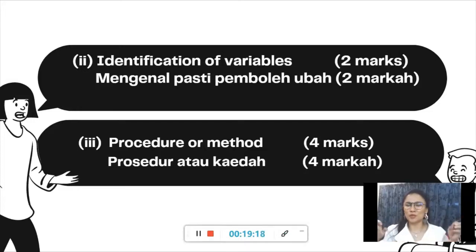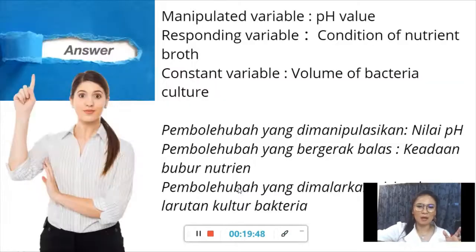Since you know already what is the responding variable and the manipulated variable through the statement from the question given itself. Okay, then the part 3 will be regarding the procedure. The procedure or the methods consists of 4 marks. The procedure ataupun kaedah. Okay, so we shall go into it. How to answer variables part. Okay, it's quite not much of difficulties lah. So manipulated variable, it will be pH value.